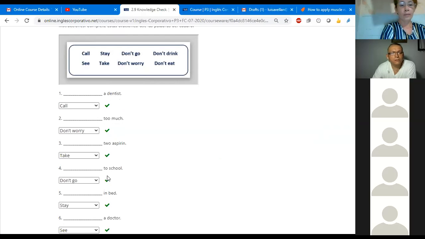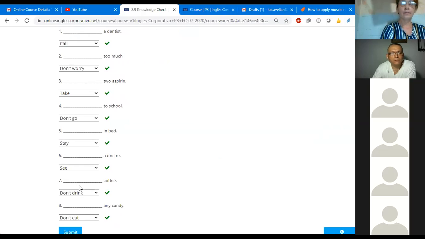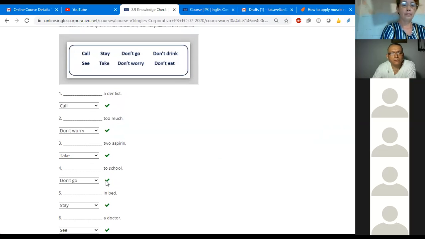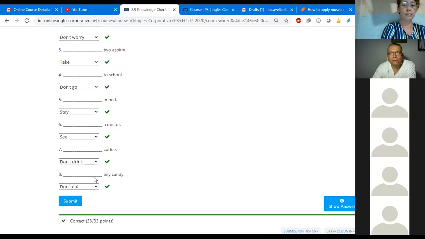Don't go to school, stay in bed, see a doctor, don't drink coffee, and don't eat any candy. Okay, so remember that all these words that we see here, these are verbs. Estos son verbos, okay? Call, worry, take, go, stay, see, drink, and eat. Okay, so these are verbs.